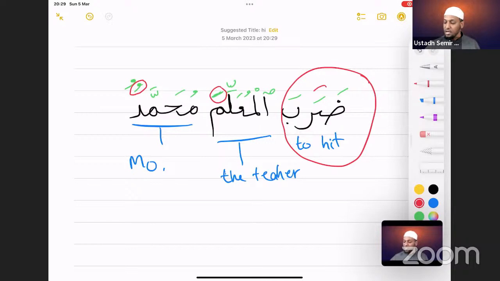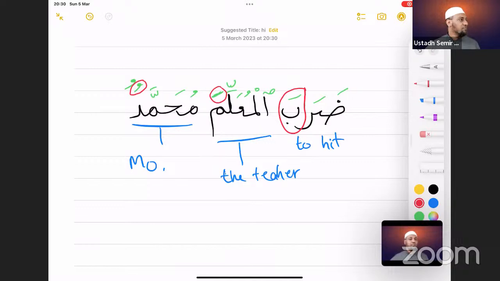Are we concerned with the ra? No. Ra would be our concern if we are studying sarf. But now that we are studying nahu, our concern is this part here. Only this part. Only that last letter. What haraka does it have? Is it fatha? Is it dhamma? Or is it kasra? And what's the impact of that? So this is what we study with nahu.